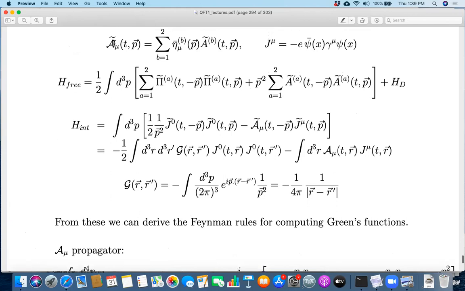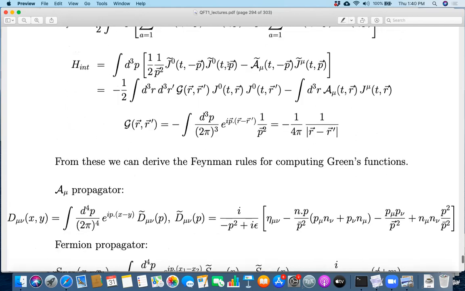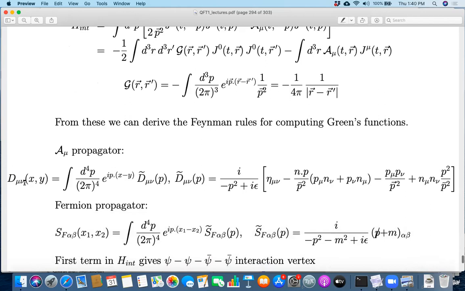And the relationship between A tilde mu and A tilde b is also exactly what we had for the free Maxwell's theory. So then we can read out the mu propagator from the free Maxwell's theory. This was the form of the mu propagator. And this is the form of the D tilde mu nu p, which is the Fourier transformed version of the propagator. And here I should just mention that I have made a correction to the sign.